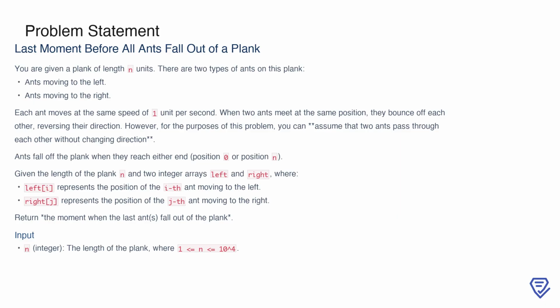The input consists of two arrays: left, which contains the starting positions of ants moving to the left, and right, which contains the starting positions of ants moving to the right. Your task is to calculate the time at which the last ant falls off the plank.